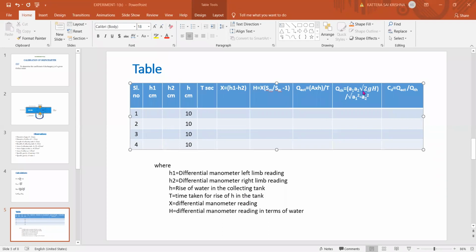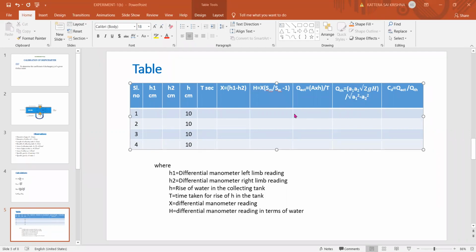Next, Q theoretical. We have a formula for that, with A1 and A2. Here A1 is the cross-sectional area of the pipe. Instead of A2, in some books or records, they show it as A0. So A0 or A2, both are the same. A0 is the cross-sectional area of your orifice. A2 also, no problem. A2 is the cross-sectional area of your orifice meter. Next, under root of 2gH, where the capital H value which you get here you substitute, divided by under root of A1 square minus A2 square.